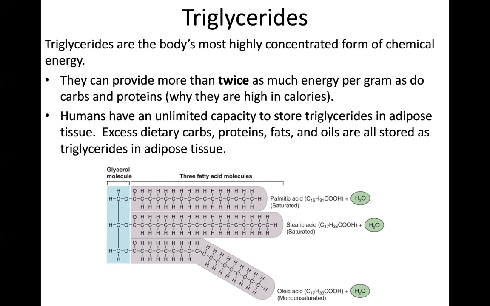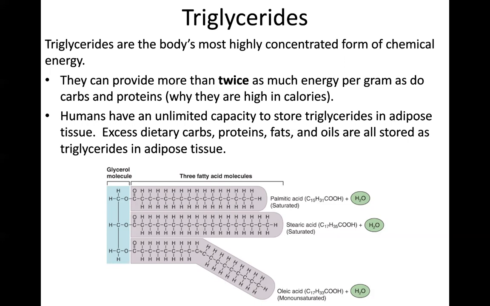We say that triglycerides are the body's most highly concentrated form of chemical energy. This means that they have more calories than carbs or proteins, in fact more than twice as many per gram. There are 9 calories per gram in fat in a triglyceride, whereas in a protein or a carbohydrate, it's only 4 calories per gram.